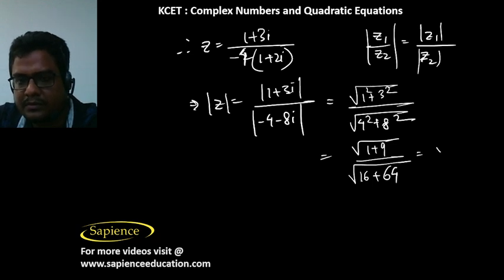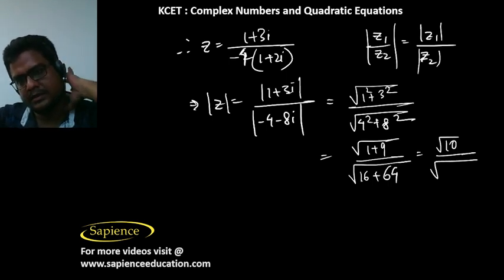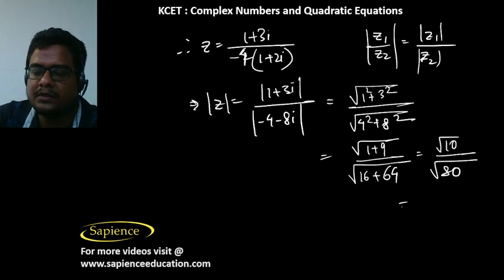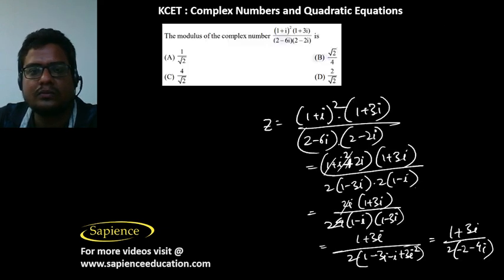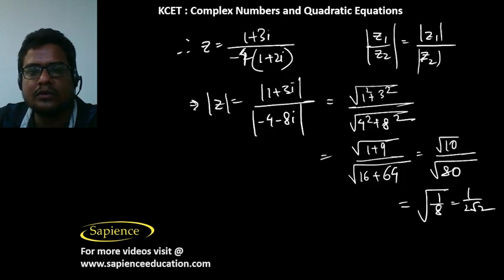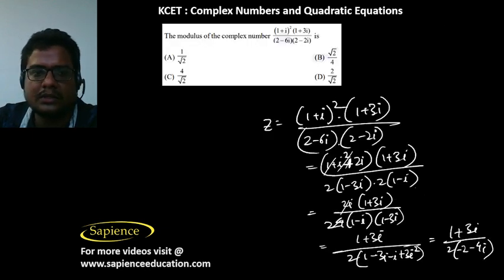So this will be square root of 10 divided by square root of 80. So this is root over 1 by 8, I can tell. So this is 1 by 2 root 2. 1 by 2 root 2 I can write as root 2 by 2 root 2 into root 2. So that is equal to root 2 by 4. Root 2 by 4, I can tell. That means option B is the correct answer.